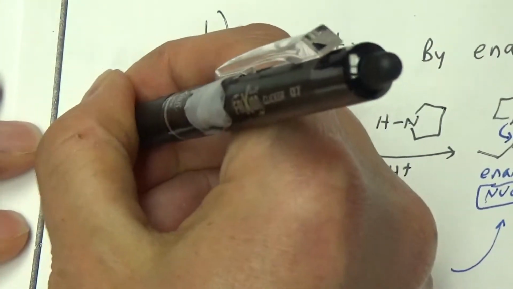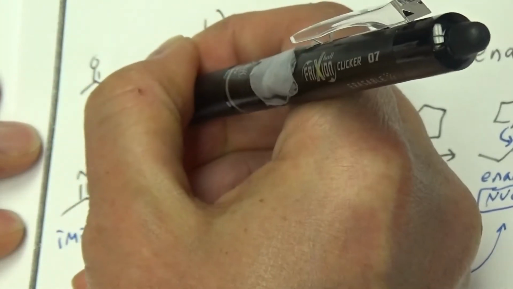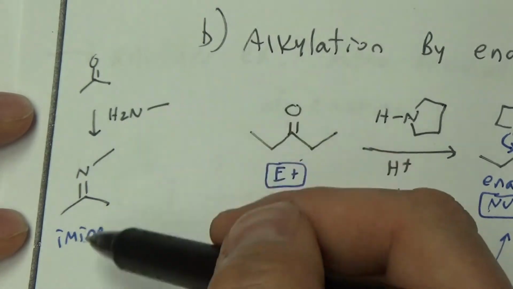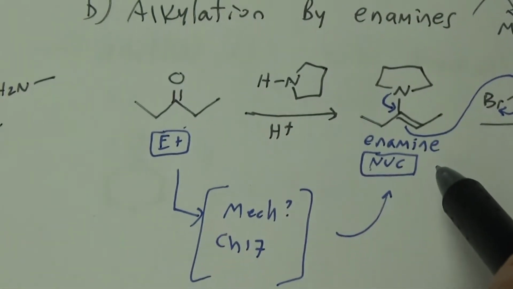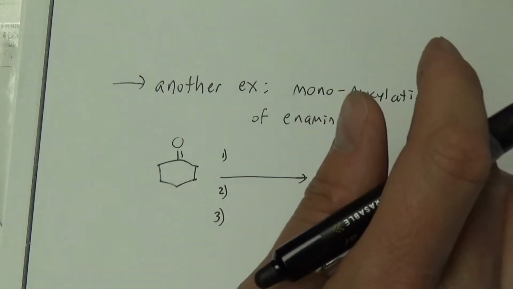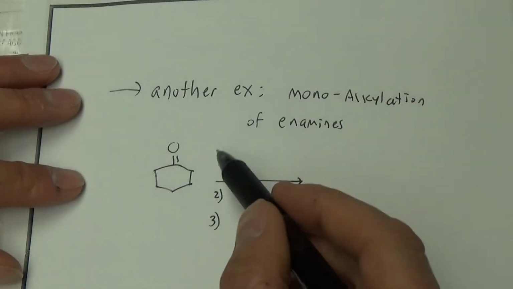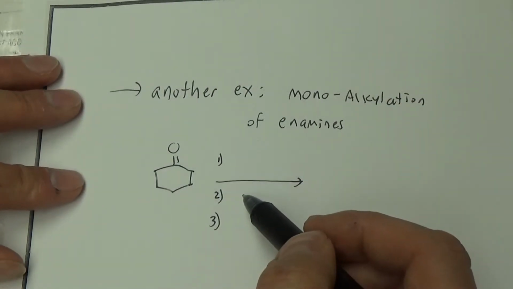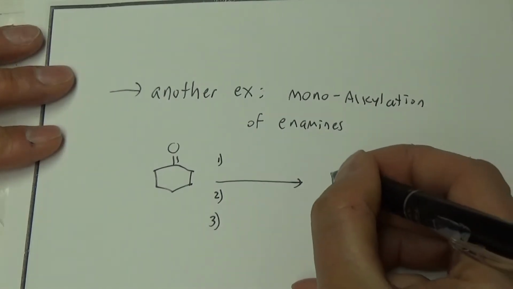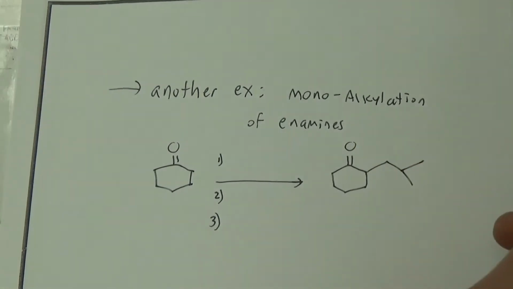Primary amines make imines. Okay, primary amines make imines, secondary amines make enamines. So that's all last chapter. Alright, cool. So let's just consider another example where we're going to make an enamine, alkylate it, and hydrolyze it. And just try maybe, I don't know, let's do that. Alright?